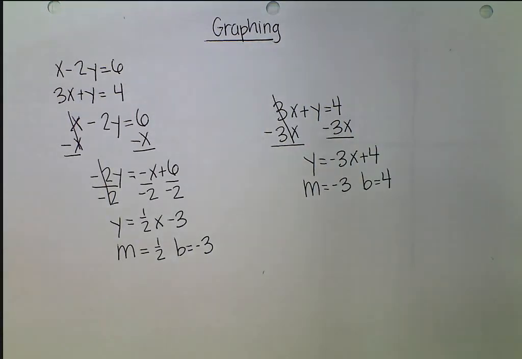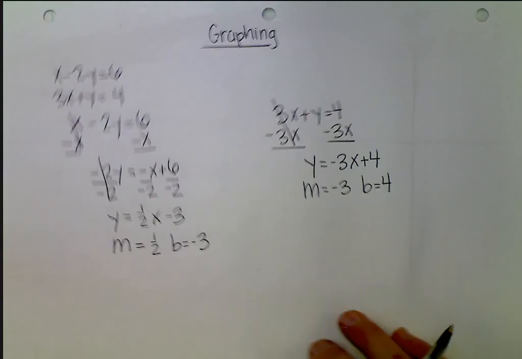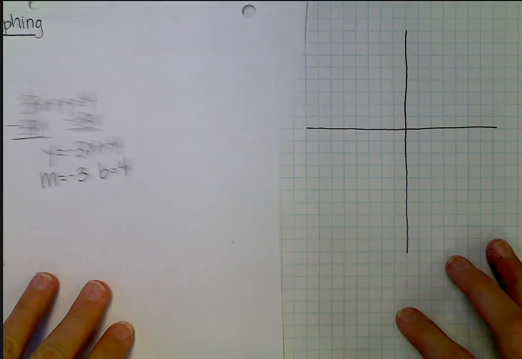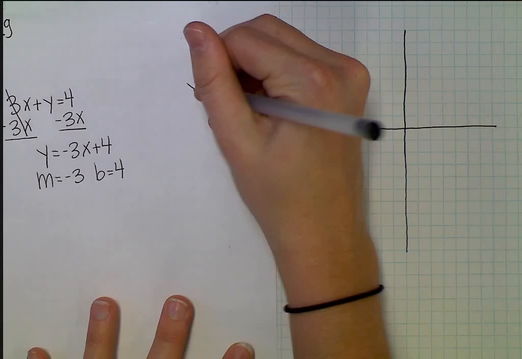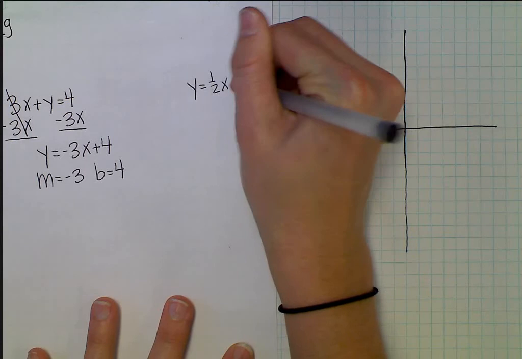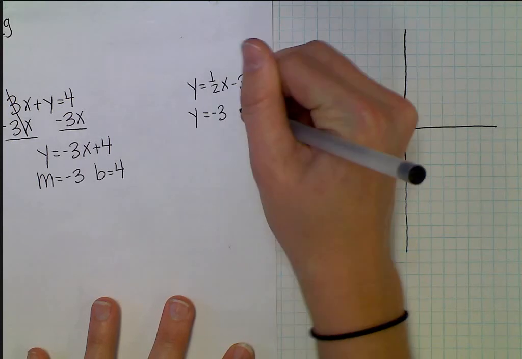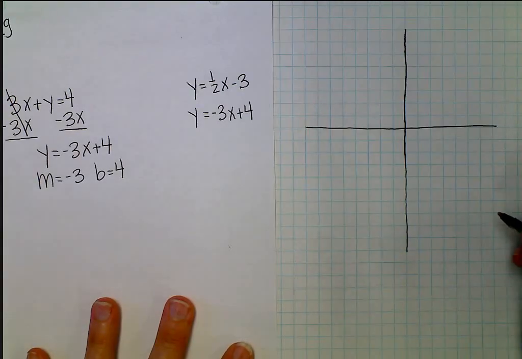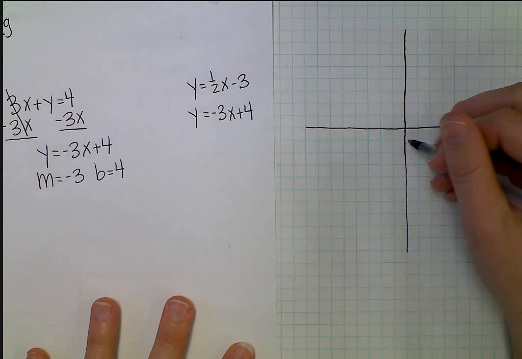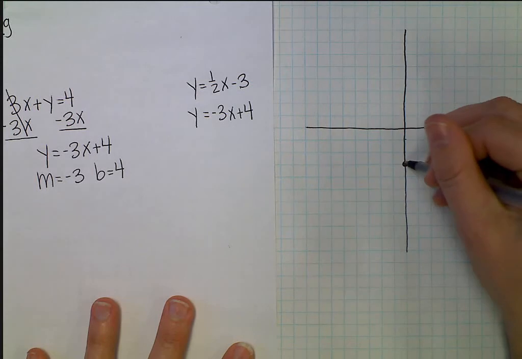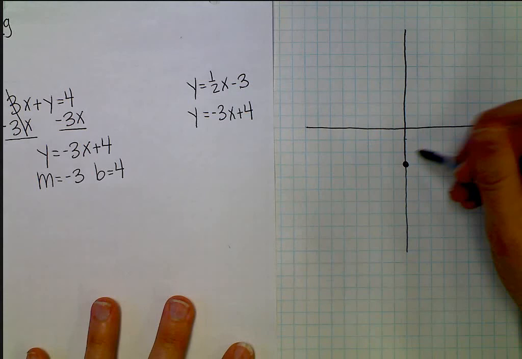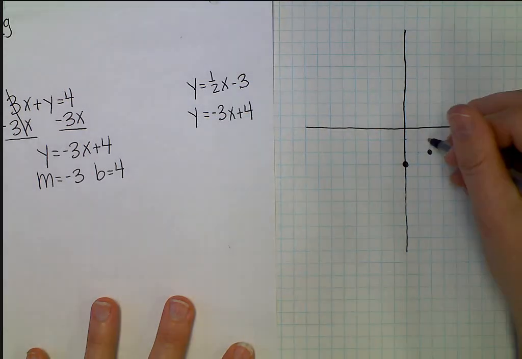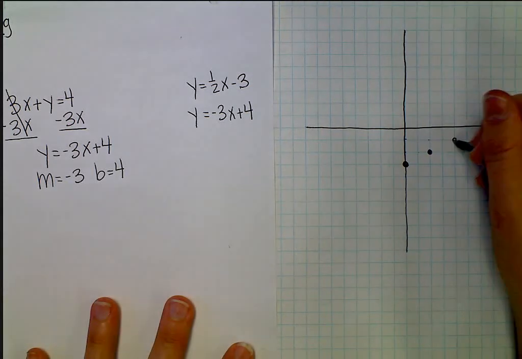Now we can graph these two equations. Again, our two equations were y equals 1/2 x minus 3 and y equals negative 3x plus 4. We'll start with our first line. Our y-intercept is negative 3, so that's where our line will cross the y-axis. I need to rise 1, run 2. Rise 1, run 2. You can continue this as many times as you'd like.